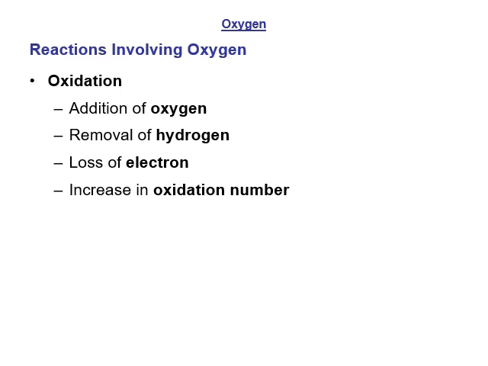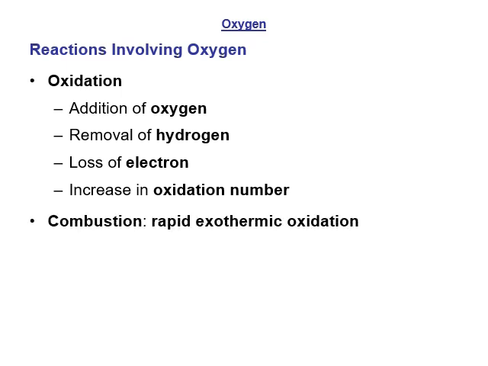Another reaction that it goes through is combustion. We've mentioned combustion before. It's rapid exothermic oxidation, or burning. Exothermic means that it gives off heat. And so when things burn, they're combining with oxygen at a rapid pace, and that's what's causing them to burn.